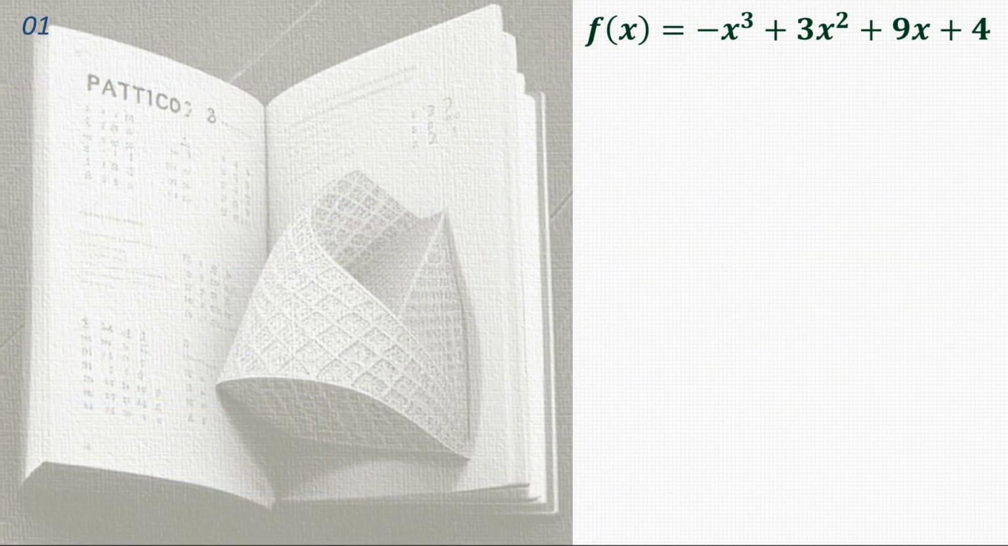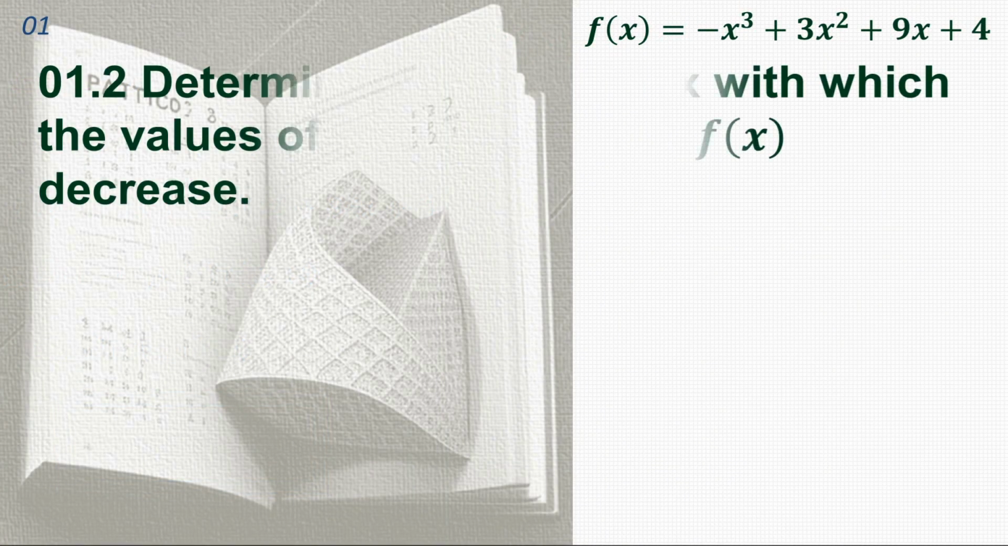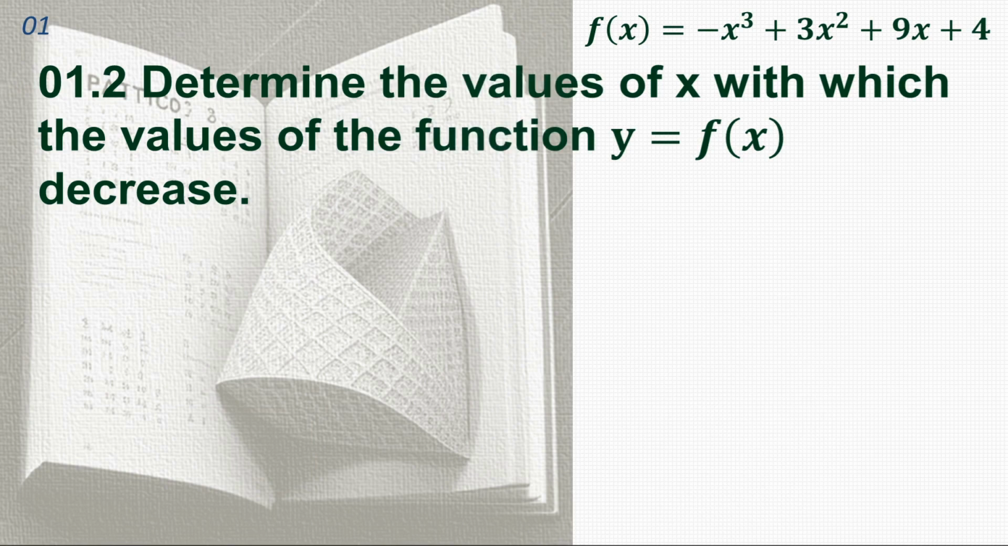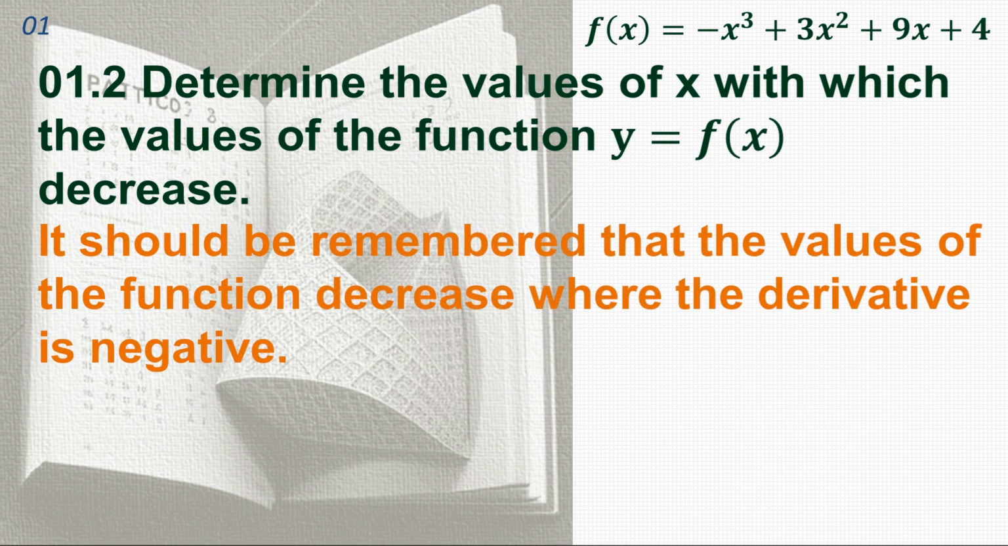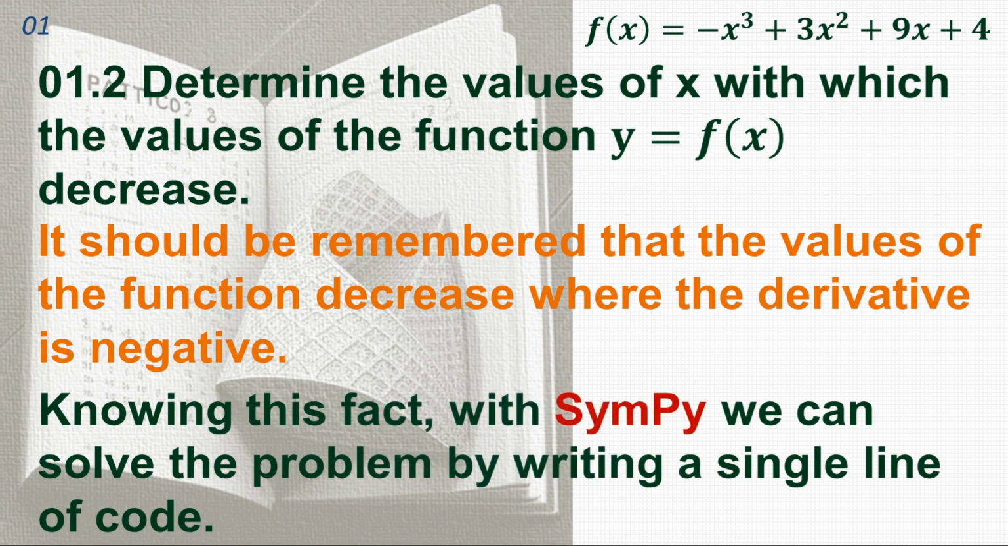Moving on to the second part of the problem, it challenges us to determine the values of x where the function f(x) decreases. To solve this, we need to recall a valuable fact. The function's values decrease where the derivative is negative. Thanks to the power of SymPy, we can solve this problem with just a single line of code. It's amazing how quickly and efficiently we can tackle such mathematical challenges using Python. So let's continue this exciting journey and see what wonders we can unravel with the help of SymPy and our coding skills.